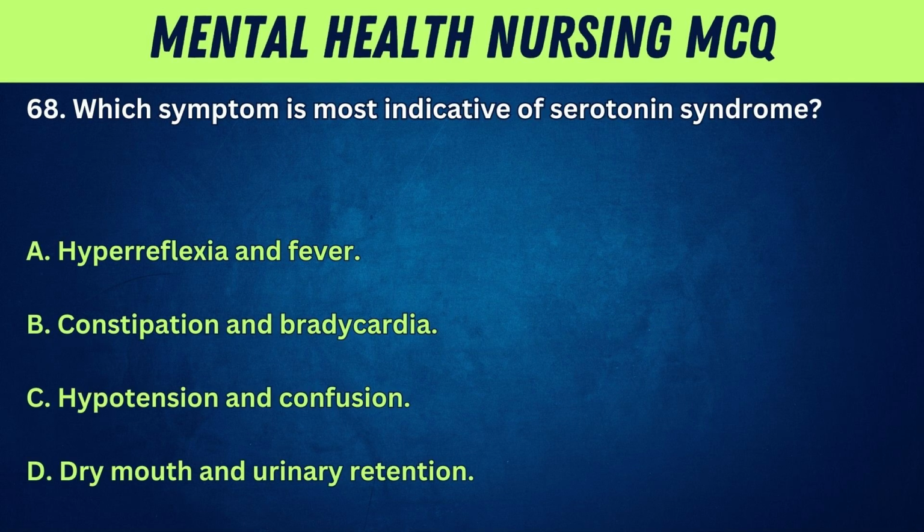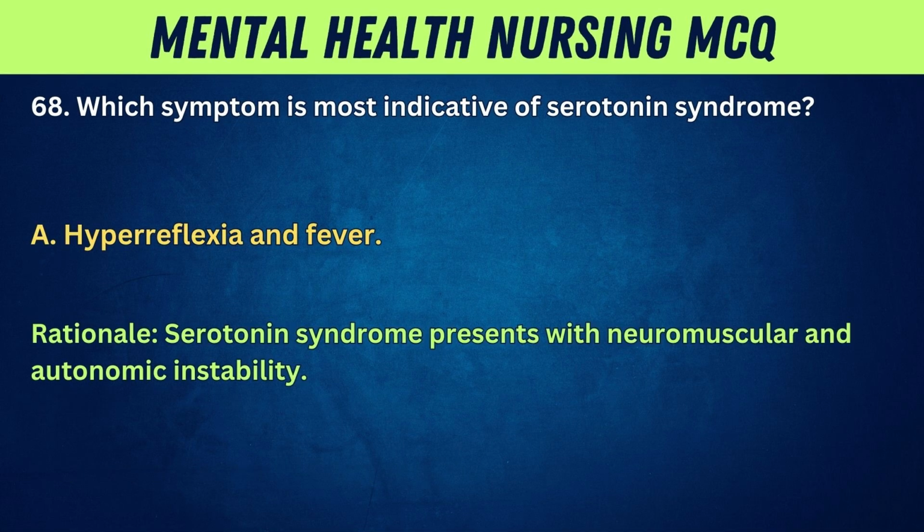68. Which symptom is most indicative of serotonin syndrome? A. Hyperreflexia and fever. B. Constipation and bradycardia. C. Hypotension and confusion. D. Dry mouth and urinary retention. Answer: A. Hyperreflexia and fever. Rationale: serotonin syndrome presents with neuromuscular and autonomic instability.